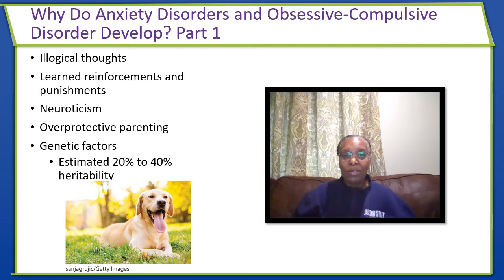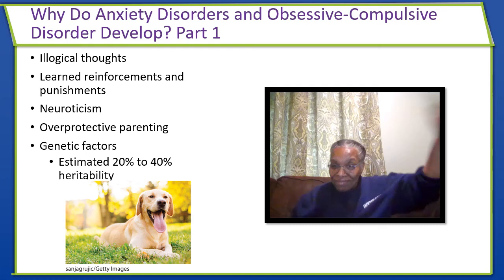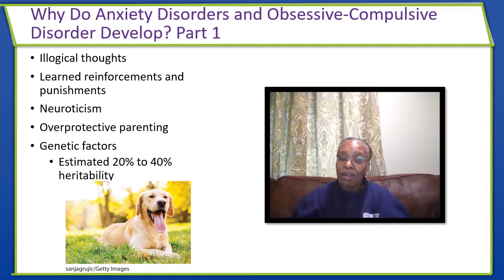But what we look at in terms of why people may get anxiety disorders or obsessive compulsive disorders are those illogical thoughts. Reinforcement: remember when we were talking about operant conditioning, these are learned reinforcements and punishments that make us do the things we do. Like I told you about the broom, learned. Neuroticism, that neurotic behavior, is basically another way of saying overly anxious. You might have had overprotective parents, superstitions, and all of that. And then there is a genetic predisposition in which 20 to 40% of this can be inherited.